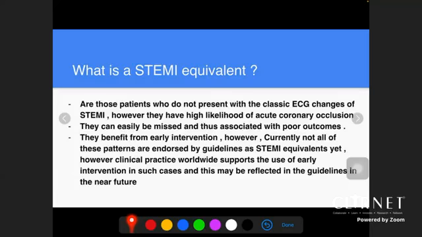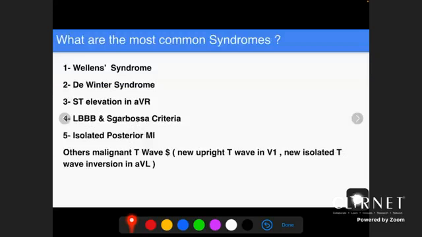However, currently not all of these patterns are endorsed by the guidelines as STEMI equivalent yet. However, clinical practice worldwide supports the use of early intervention in such cases, and this may be reflected in the guidelines in the near future. So we'll summarize here. First is Wellen syndrome, second is Winter syndrome, third is ST elevation in aVR, then left bundle and Sgarbossa criteria, isolated posterior MI.